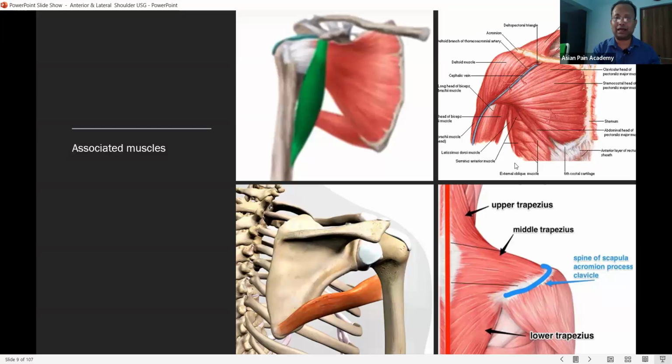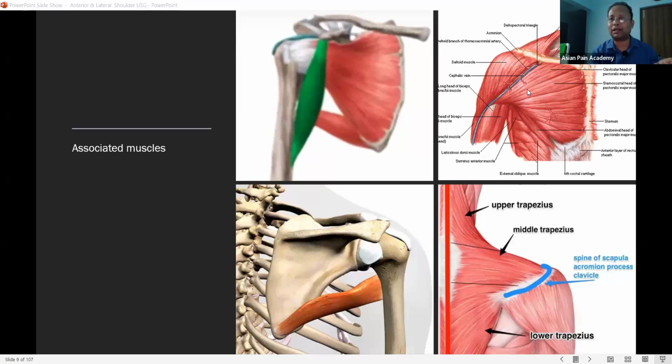Then come a few more associated muscles that we see while doing the ultrasound of the shoulder. So what are those muscles? One is coracobrachialis. The coracobrachialis muscle also inserts in the coracoid process. So one muscle we have already understood, the short head of biceps, comes to the coracoid. Another is coracobrachialis, which inserts in the coracoid process.